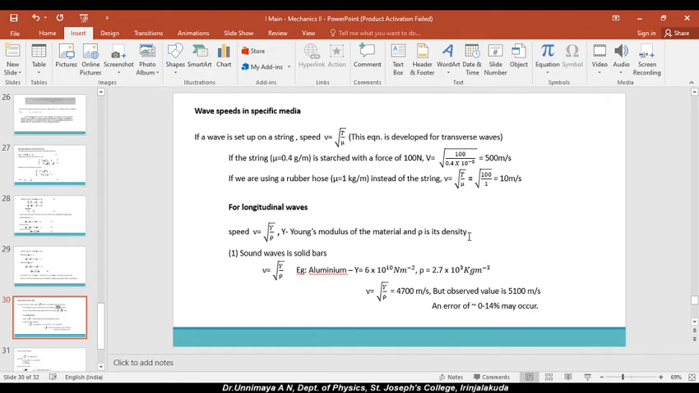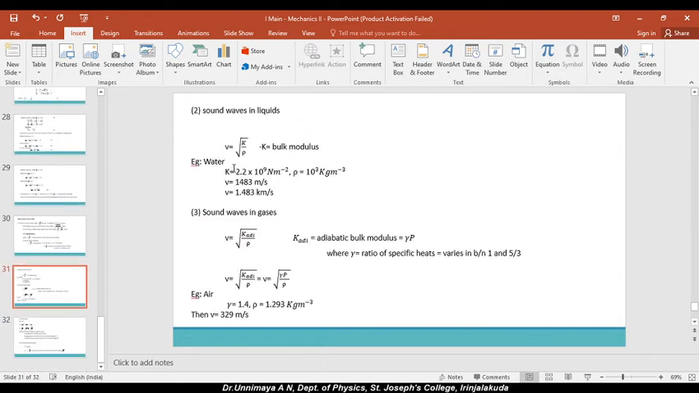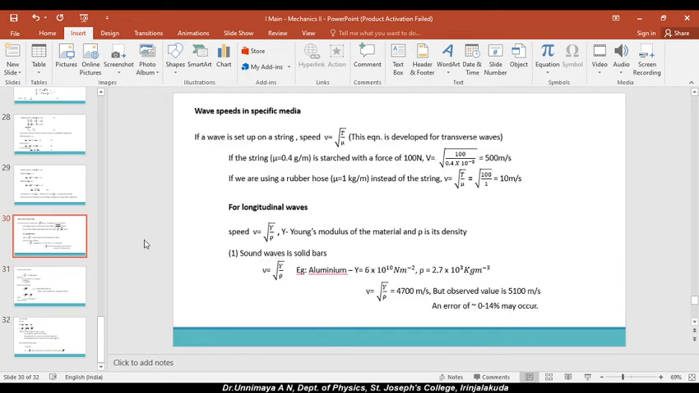Now we are doing some examples. So first one, example for longitudinal wave is sound waves. So we first consider sound waves in solid bars. In the next two examples, we consider sound waves in other two mediums, that is in liquid and in gas. So consider the first situation, that is sound waves, which is an example for longitudinal waves.